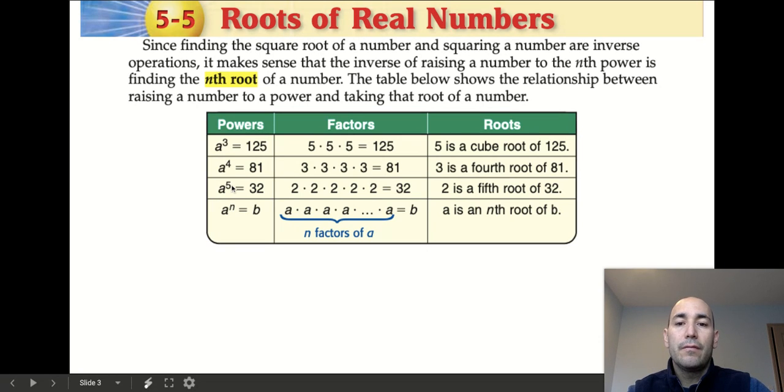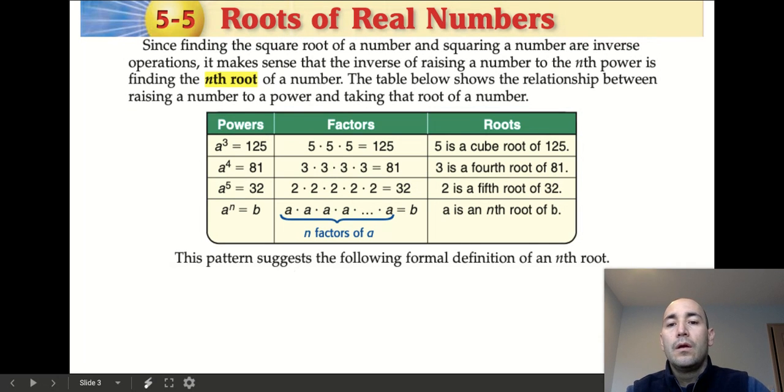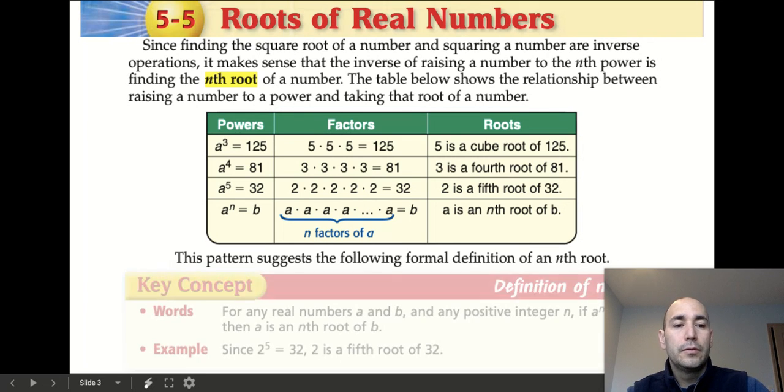If a to the fifth power equals 32, I know that 2 times 2 times 2 times 2 times 2 equals 32, so 2 is the fifth root of 32. And finally, a to the nth power equals b: a times a times a, n number of times, is equal to b. Then I know that a is the nth root of b. This is a more generic form of explaining this. This pattern suggests the following formal definition of the nth root.